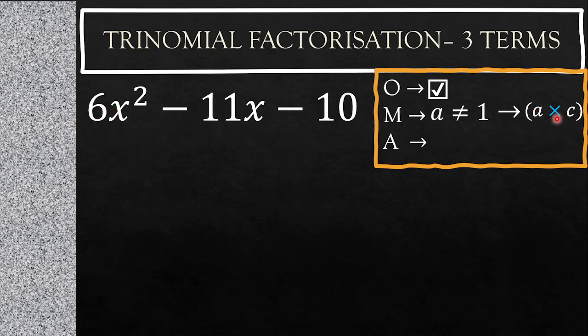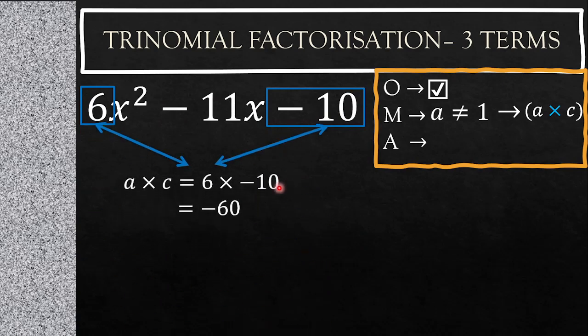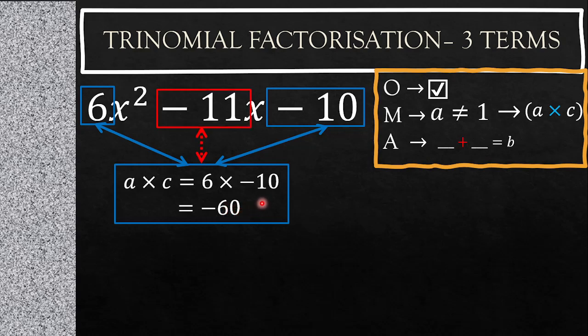So what we do is we multiply a and c. Remember, this is in the form ax squared plus or minus bx plus or minus c. So we're going to multiply our a and our c, and we get 6 times minus 10, which is minus 60. So it's order, multiplication, addition. Now we've got to ask ourselves, what two numbers multiply to get this minus 60, but also add to get the minus 11?